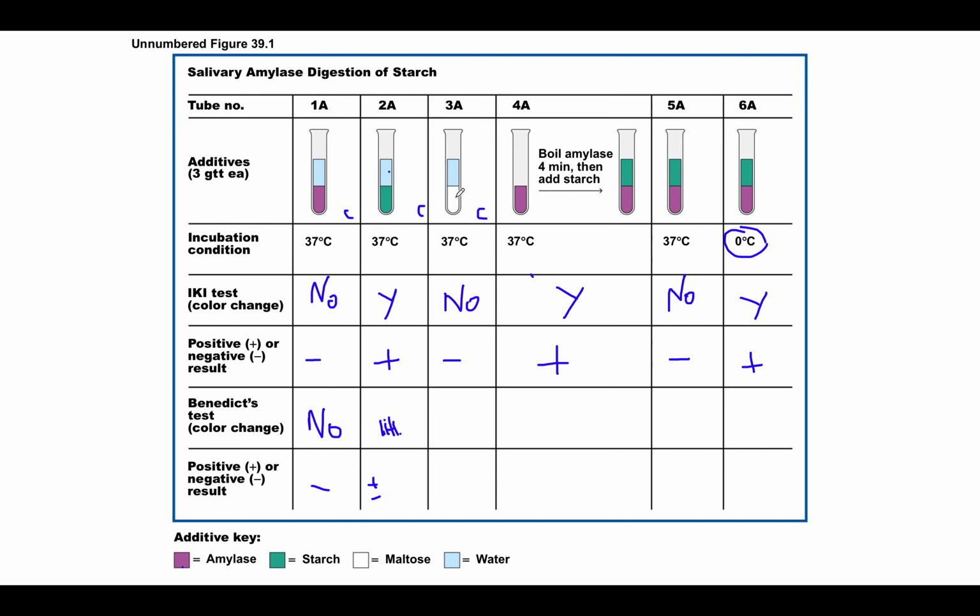Here, this was what, there was color change. Yes, it became red, and it is positive. Here, this was denatured, so the starch didn't get digested, so we didn't get any maltose, so the Benedict test was negative and there was no color change. In the fifth tube, there was color change, and here there was color change a little bit, and so positive and positive.